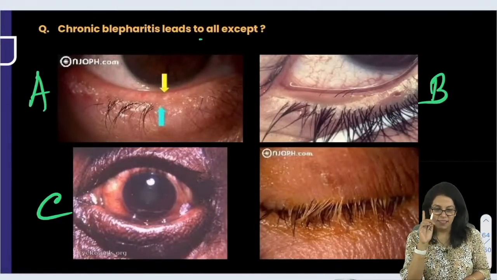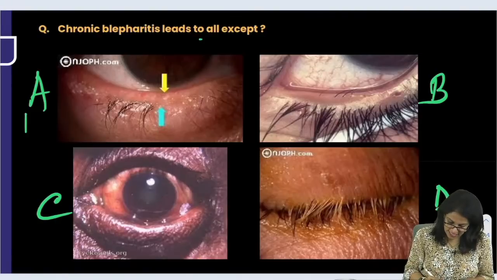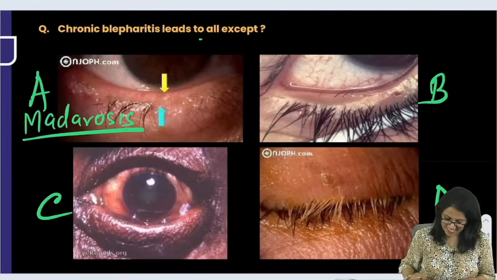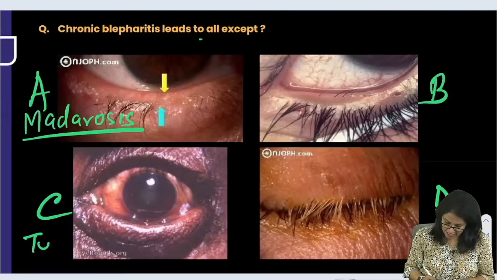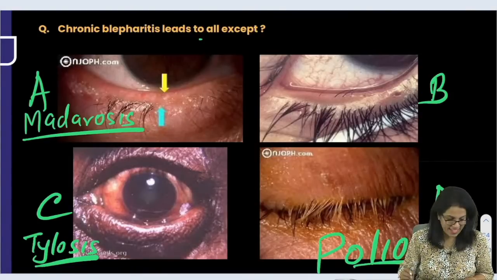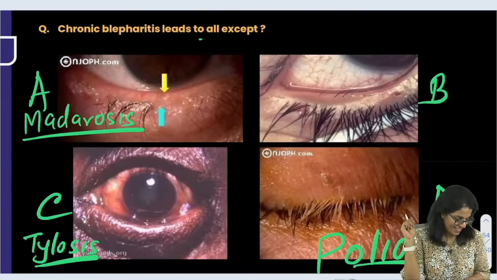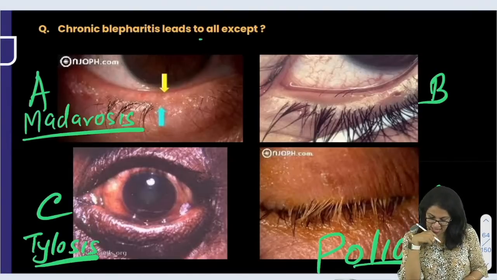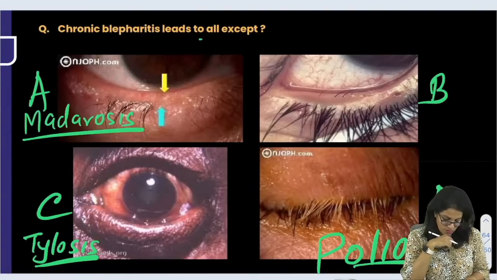Tell me. Okay. So can we see this, realize this is madarosis, loss of eyelashes? A is madarosis. Thickening of eyelids, this is tylosis you are looking at. Then graying of eyelashes is called poliosis. This is what you are looking at. Right? Very good. And no, you all are not answering. C is not the answer. Yeah, B is the answer.